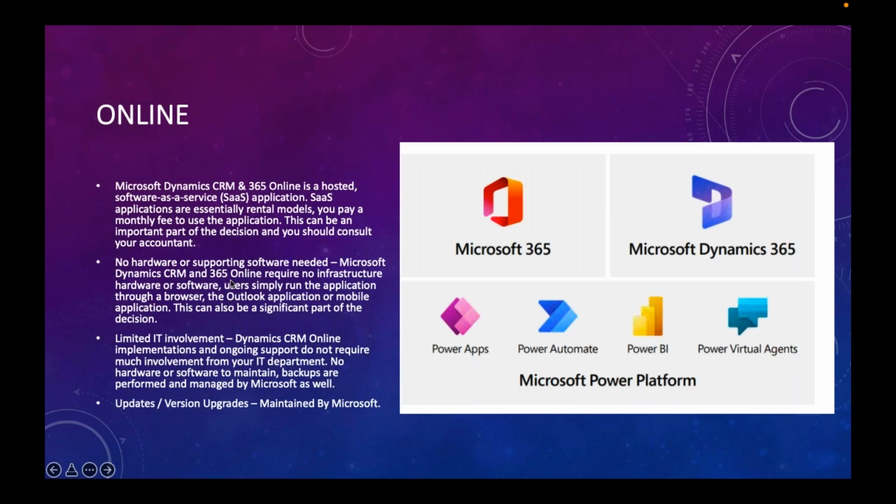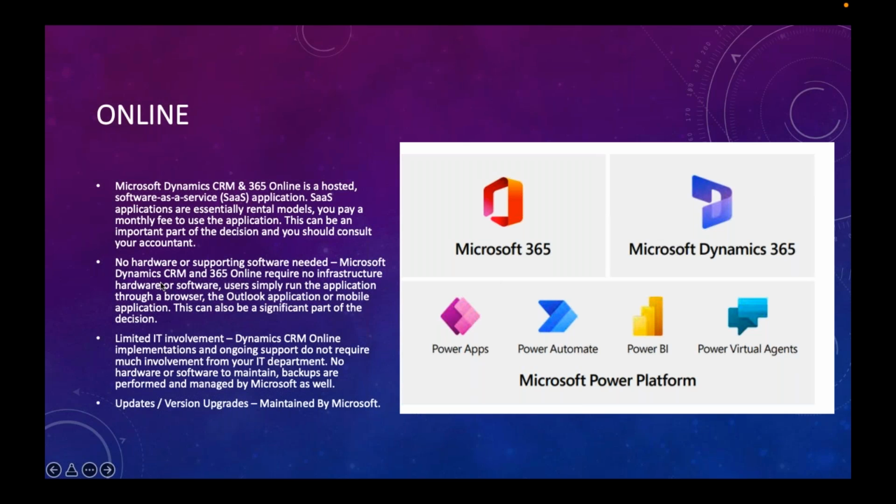Coming to the online part, they don't want any hardware or software. If you go for online, we do not need any kind of software or hardware. We will just take a trial instance, subscribe for that, and then use it. We no need to worry about what hardware they have, or what supporting software they needed.